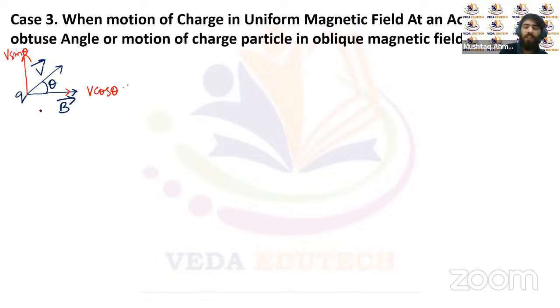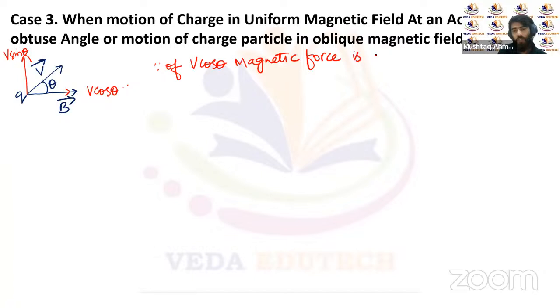Now v sin theta is the component of the velocity vector which will be responsible for the force on this charged particle, because the v cos theta component is parallel to the magnetic field vector. So because of the v cos theta component, there will be no force. The magnetic force is 0 because it's parallel to the magnetic field vector.